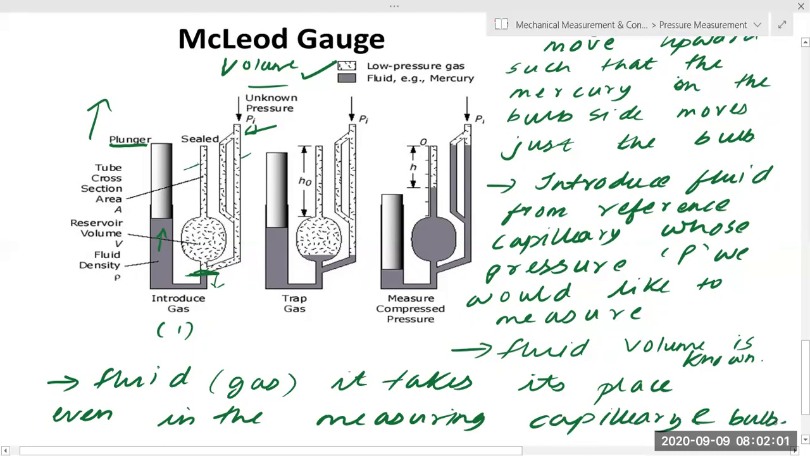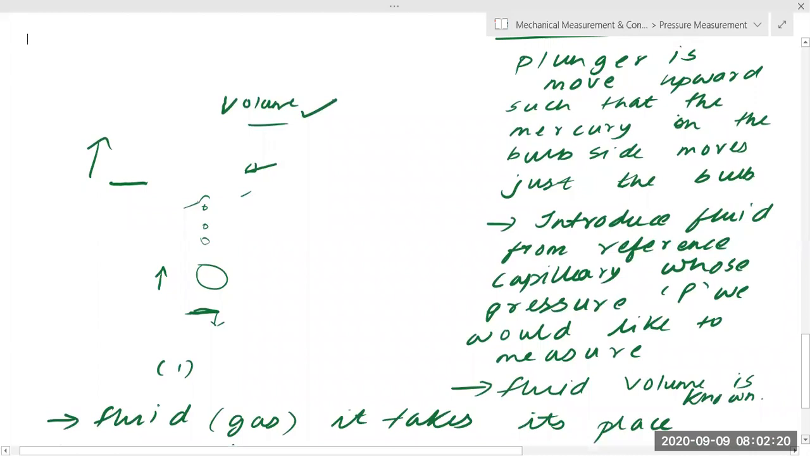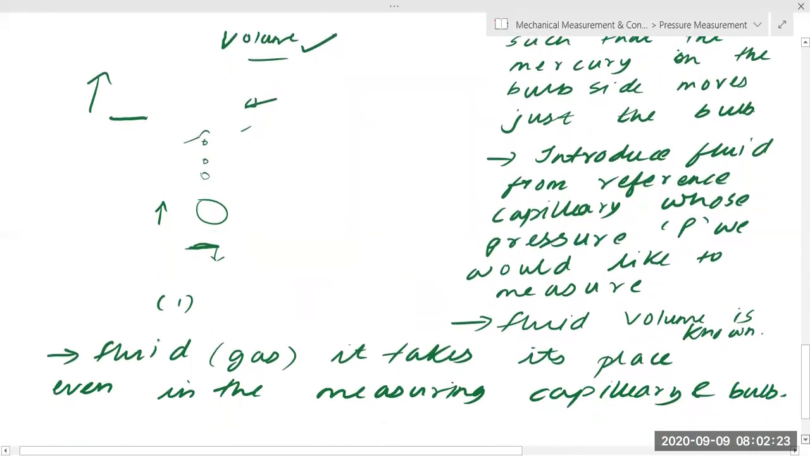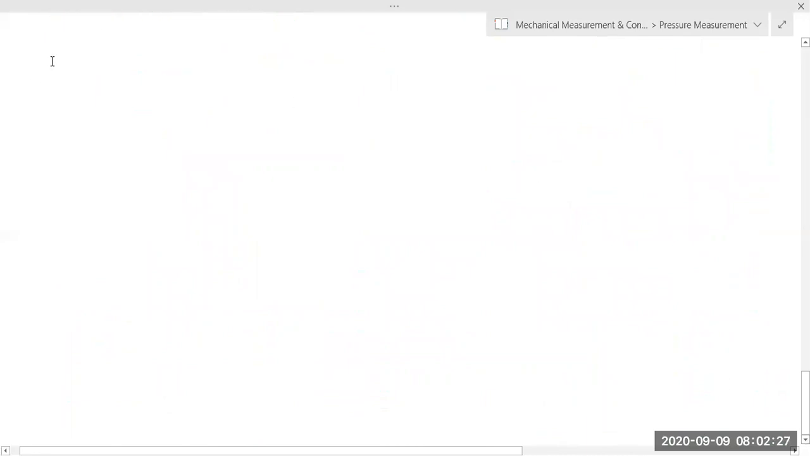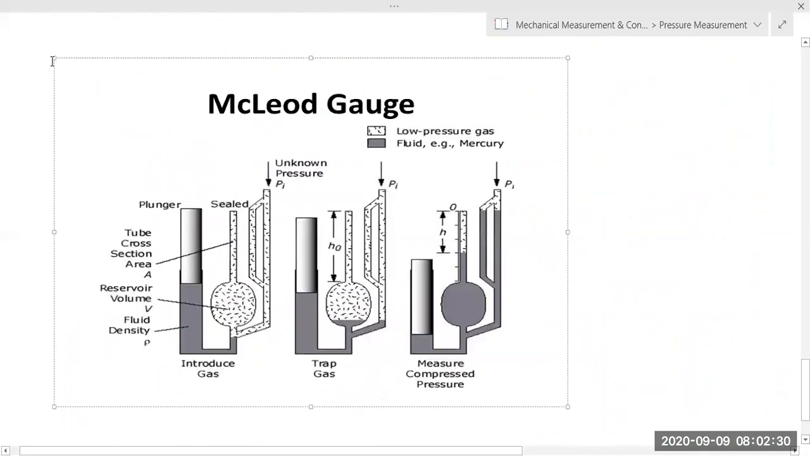Simple. This is very important. The fluid takes its place in the measuring capillary. It will directly move towards the measuring capillary as well as the bulb. This fluid will move to this side. Now what happens in the second step is very important. We have lifted the plunger up. When we lift the plunger up, the fluid is allowed to go in from the reference side, and it can take its position across the measuring capillary, which is sealed, and across the bulb also.